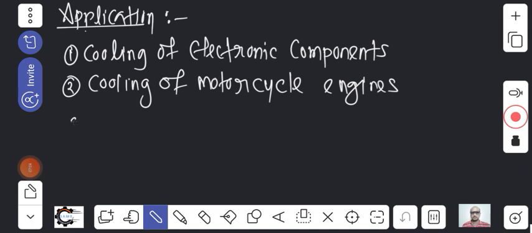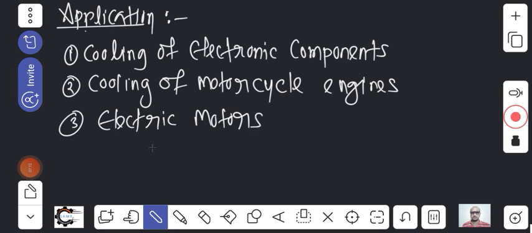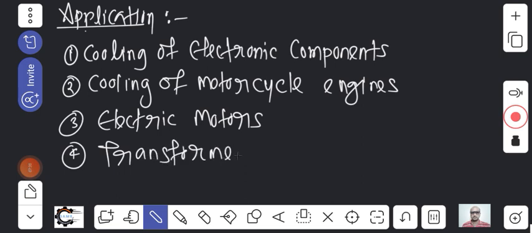The third is on the electric motors. All the times you have seen this, electric motors. Also in some cases, in the transformers also you have seen, right, transformers, etc. These are the applications of the fins, right?